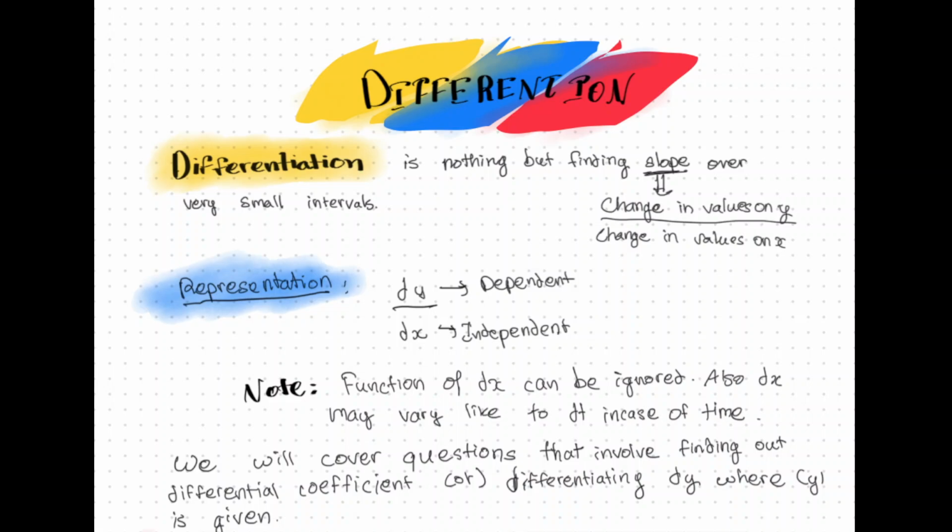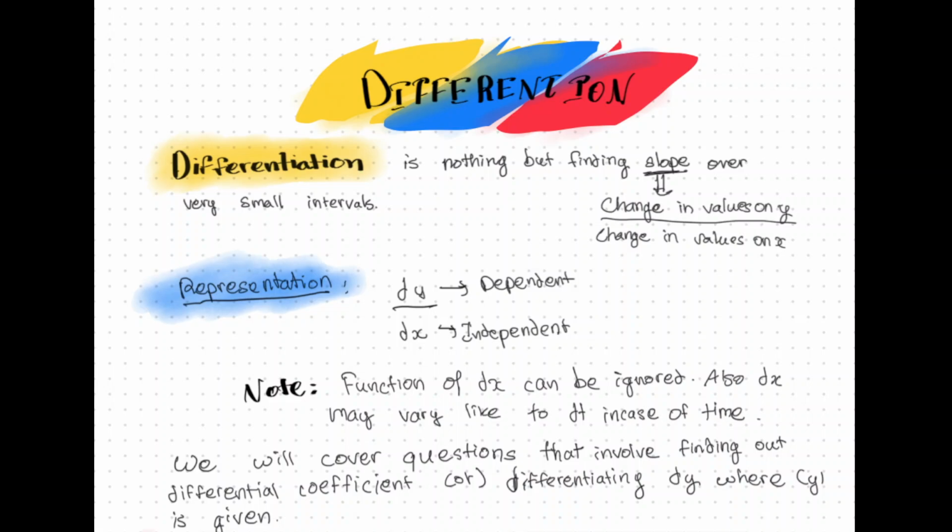So how do you represent differentiation? You represent differentiation by dy by dx, where dy is the dependent quantity and dx is independent. The function of dx can be ignored in this video because, well, I also don't know that. I never figured it out. And dx may change to dt or something like that. Mostly you'll find dx and dt. dt is used when you try to find acceleration, velocity, displacement, those things.